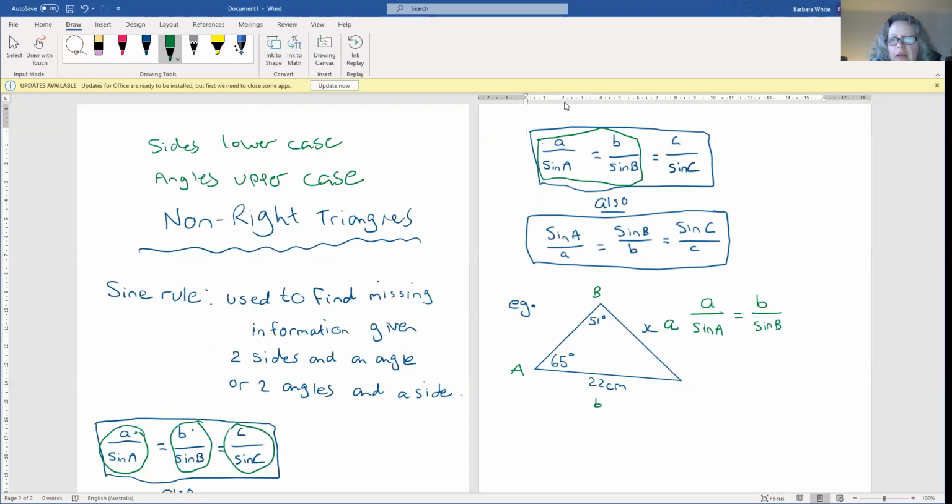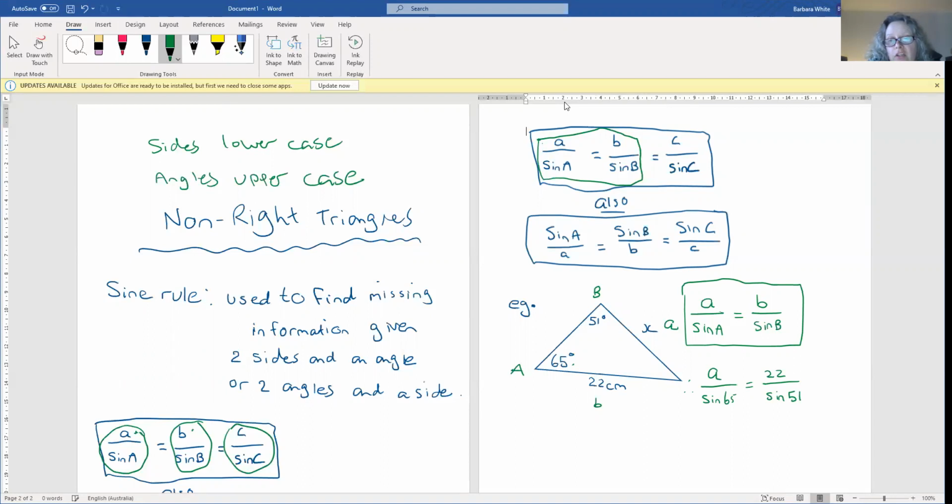Now you can look for an explanation and a proof as to why this is true. I tried to go through that today, but let's just accept it and use the formula. Okay, so information from the picture. A is what we're trying to find out. And sine of A would be the sine of 65. A divided by the sine of 65 is equal to little b, that's 22 centimetres, divided by the sine of angle B, which is 51 degrees.